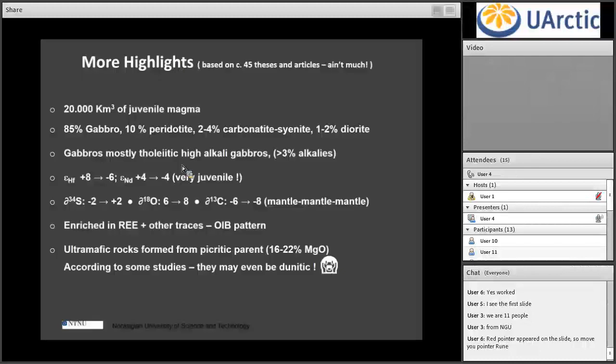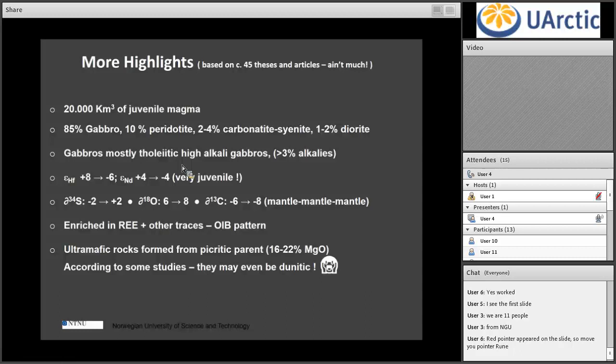Some more highlights. We have 20,000 cubic kilometers of juvenile magmas. Then we have some boring statistics there. Then I would like to jump down to the radiogenic isotopes. You can see that epsilon hafnium, the fourth bullet point, goes from plus 8 to minus 6, neodymium from plus 4 to minus 4. So if you take the highest values, clearly we are dealing with very juvenile mantle-derived melts.